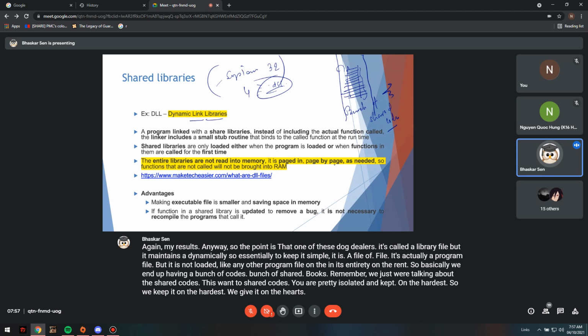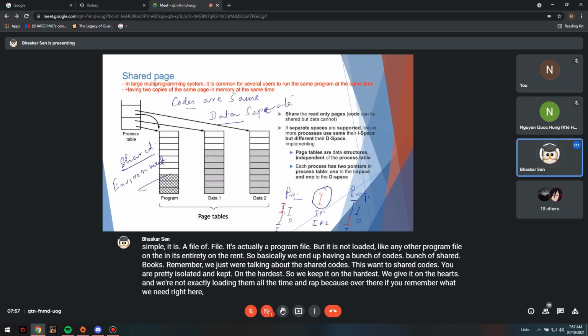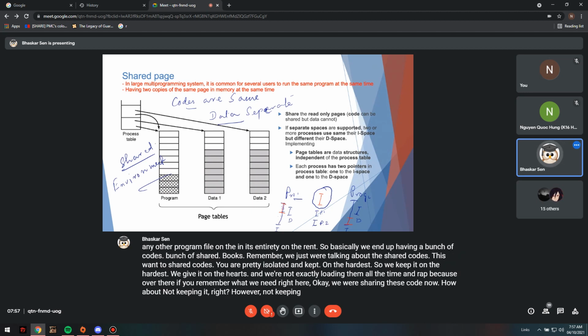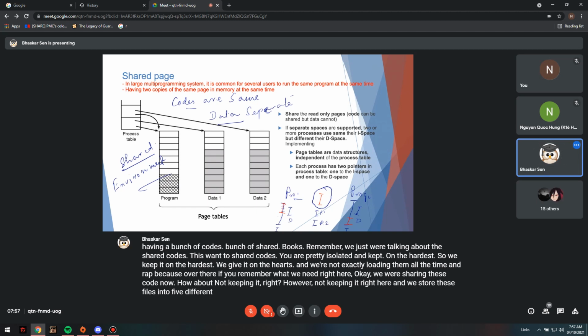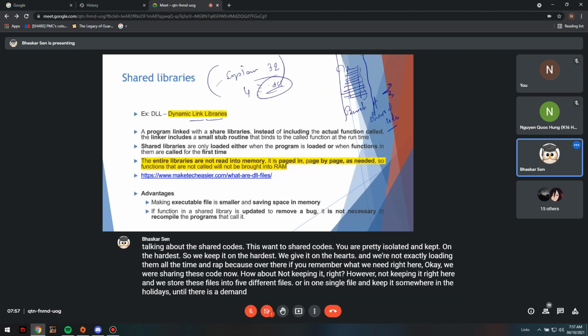And we're not exactly loading them all the time on RAM, because over there, if you remember what we did right here, we were sharing this code. Now, how about not keeping it right here? And we store these files into 5 different files, or in one single file, and keep it somewhere on the hard disk until there's a demand. That is exactly what we are doing.